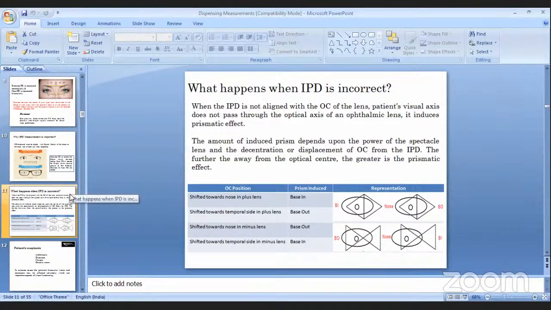Okay. When the IPD is not aligned with the optical center of the lenses, the patient's visual axis will not pass through the optical axis of the ophthalmic lenses, which will induce prismatic effect. The amount of induced prism depends upon the power of the spectacle lenses and the decentration or displacement of the optical center from the IPD.